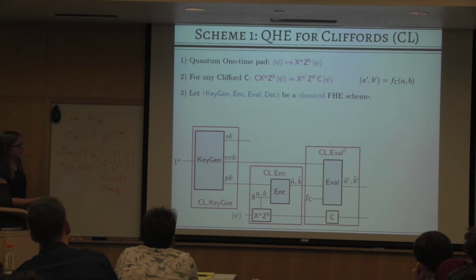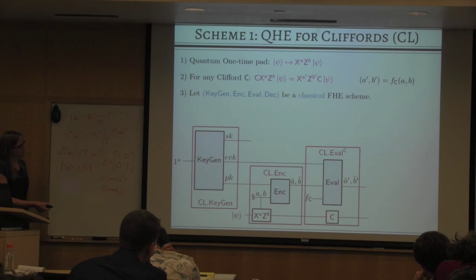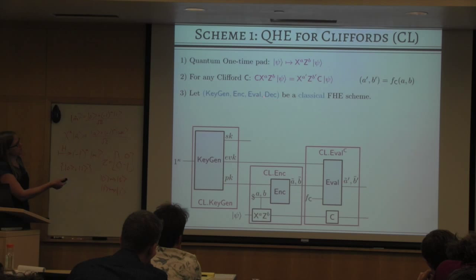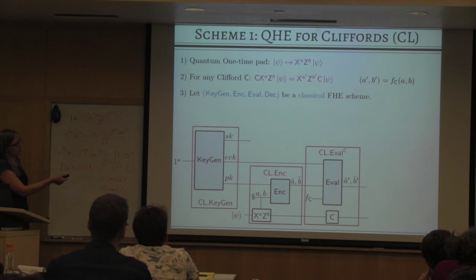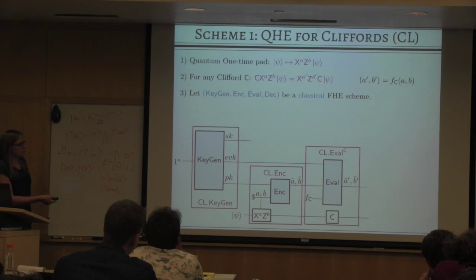And then to evaluate, we're just going to apply the Clifford C that we want to evaluate to the quantum state. And then, because of this relation here, we now have the Clifford C applied to the quantum state, but with new one-time pad keys. And the way we're going to get these new one-time pad keys is we're going to homomorphically evaluate the function that's associated with C to get encryptions of A prime and B prime from our encryptions of A and B.